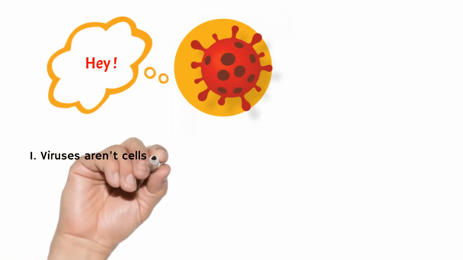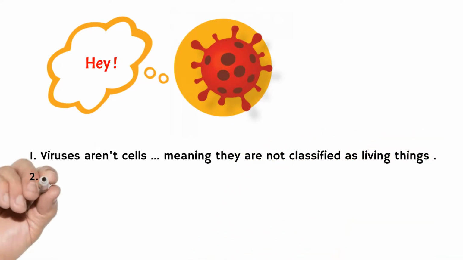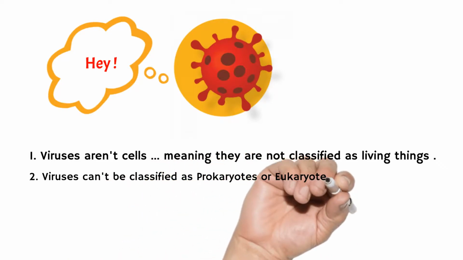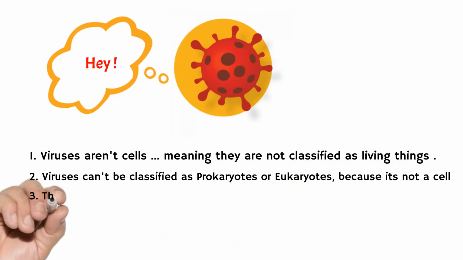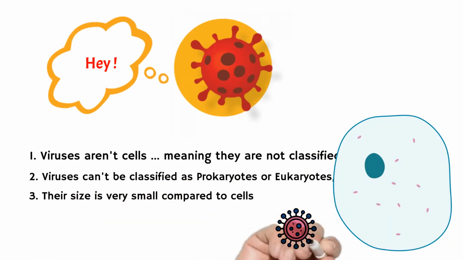Number 1, viruses aren't cells, meaning they are not classified as living things. Number 2, viruses can't be classified as prokaryotes or eukaryotes, because it's not a cell. Number 3. Their size is very small compared to cells.